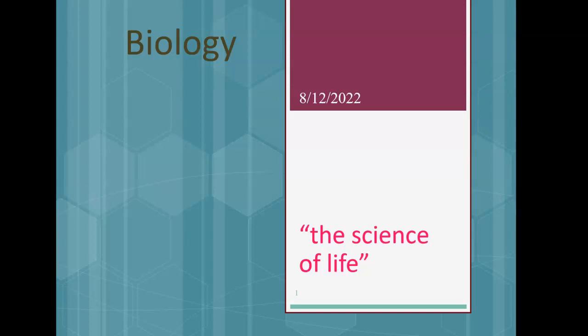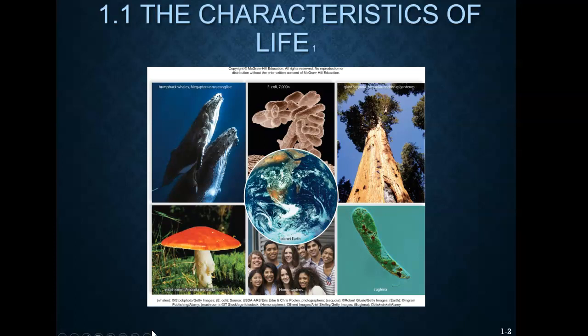The first chapter that we'll be covering is chapter 1, and it's talking about the study of life, or the science of life. One of the first things that we want to do is look at the characteristics that define life, and there are 6 of them that we will eventually get to.